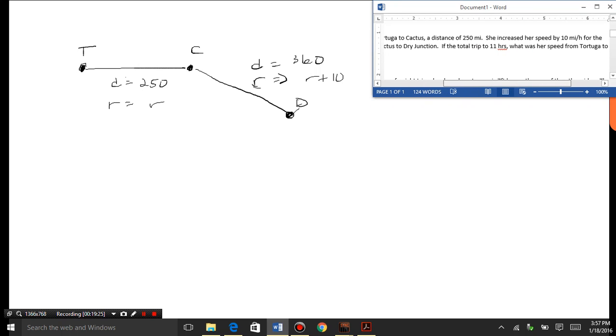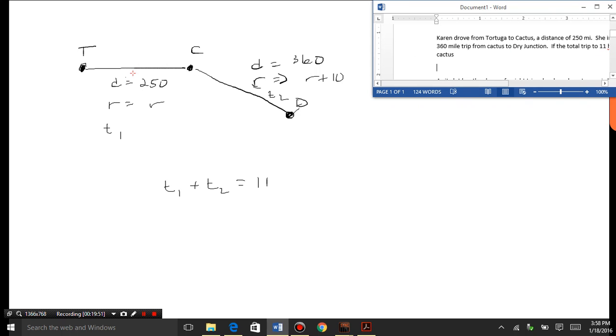Okay. Now it says if the total trip took 11 hours, right? That means whatever the time was here and the time was here, when you add both times, that should be 11. Now, I don't know. There won't be a straight split down the middle. It should be imbalanced because of the different distances and different speeds, okay? What is the speed from Tortuga to Cactus? So they're asking what is r, or what we call r here.